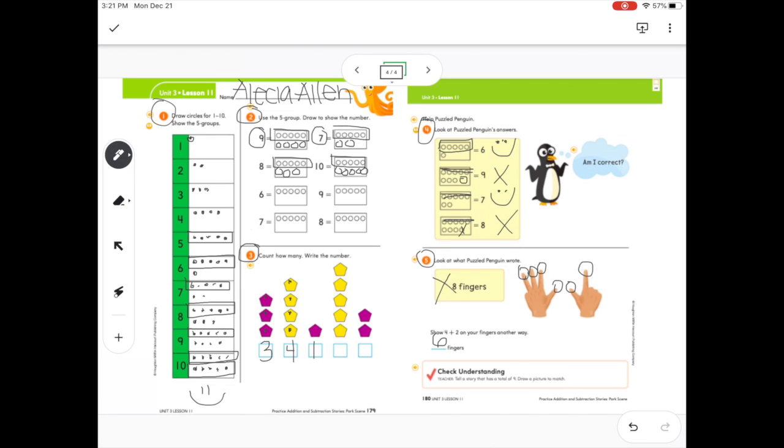Once you're all done with your workbook page, you are good to go for your math page today. You can move on to your seesaw activity. Great work.